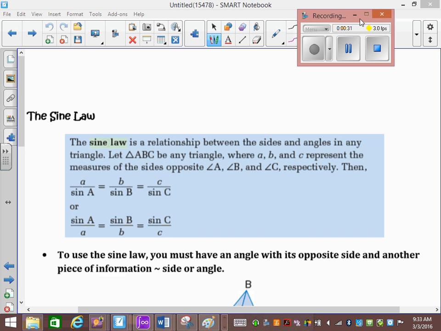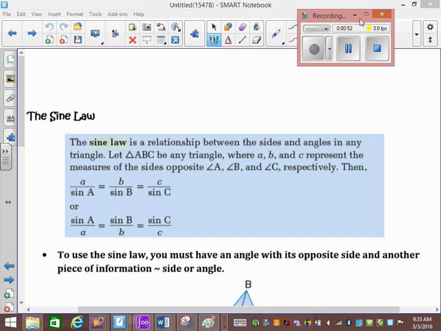Okay? Capital letters always represent angles, and angles are always beside the word sine. Little letters represent sides. The sine law is a relationship between the sides and angles in a triangle. Let triangle ABC be any triangle where a, b, and c represent the measures of the sides opposite angle A, B, and C, respectively. Then you can use either of these formulas.